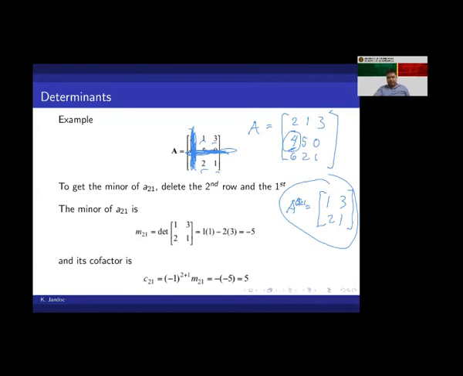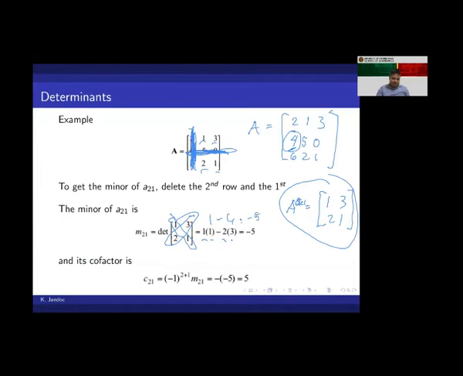By the definition that we saw earlier, the minor is the determinant of that submatrix. So in this case, the determinant of the 2 by 2 matrix is simply what? Like we saw earlier, first you get the product of the diagonal, 1 times 1, and then you subtract the product of the off diagonal, which is 2 times 3. So this is 1 minus 6, which is equal to negative 5.